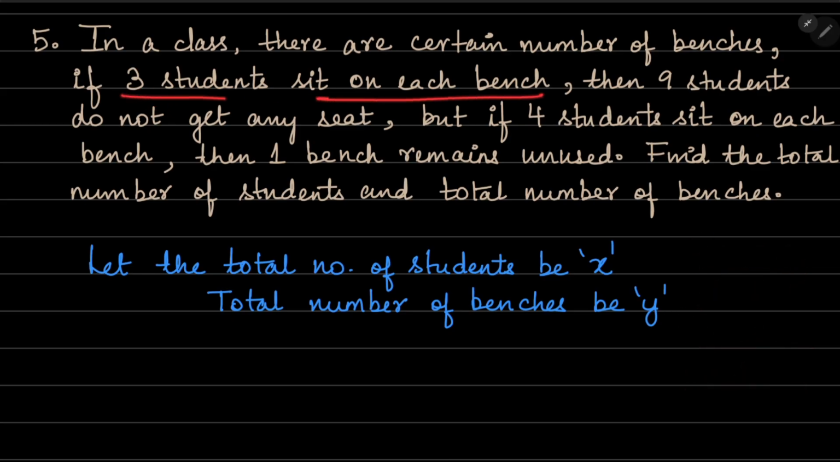If 3 students sit on each bench, that is 3y. Then 9 students do not get a seat. That means 9 students are standing. But 9 students are also there in the class. Plus 9 will be equal to the total number of students, which is x.